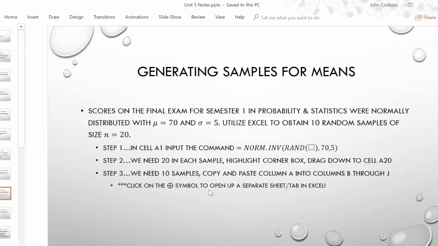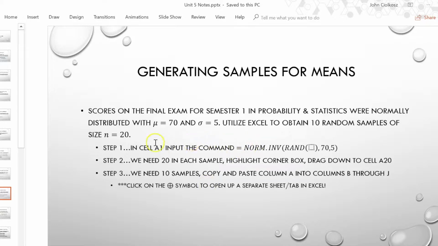We're going to utilize Excel to obtain 10 random samples of size 20. So 10 samples means I'm pulling 10 different groups to look at. Size 20 means each of those 10 samples contains 20 pieces of data. So think to yourself right now, how many total pieces of data is this? If you thought of 200, you're correct. Since I have 10 samples of 20, that's 20 times 10, giving me 200.